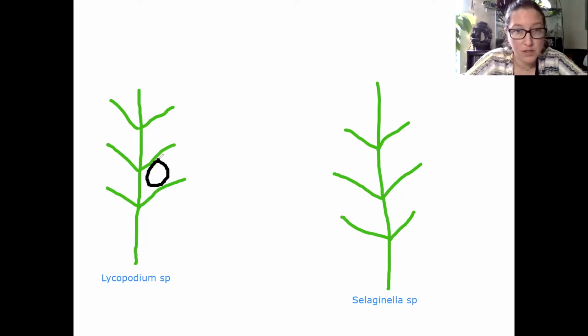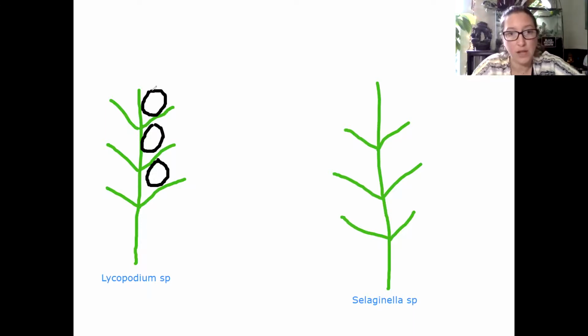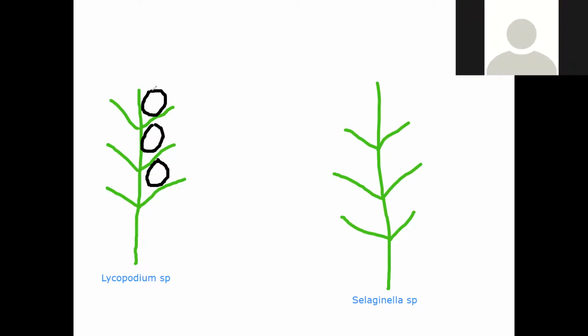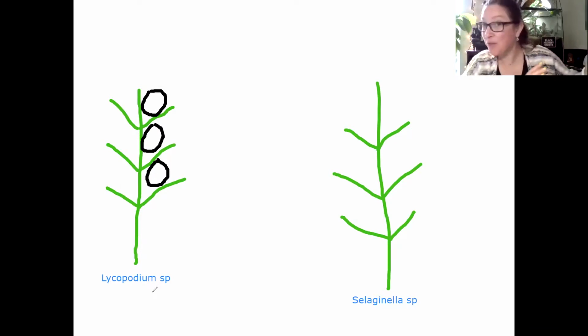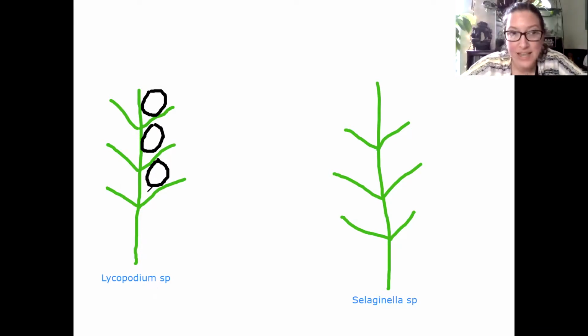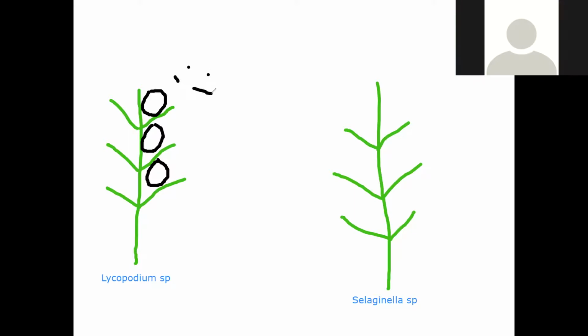So here is a sporangium. Here is another sporangium. Here is a third sporangium. This Lycopodium has three sporangia on it, right, Brittany? Yes. Okay. And because Lycopodium, like all the other ones we looked at, is homosporous, each of these sporangia are going to release the same exact thing. Here they go.